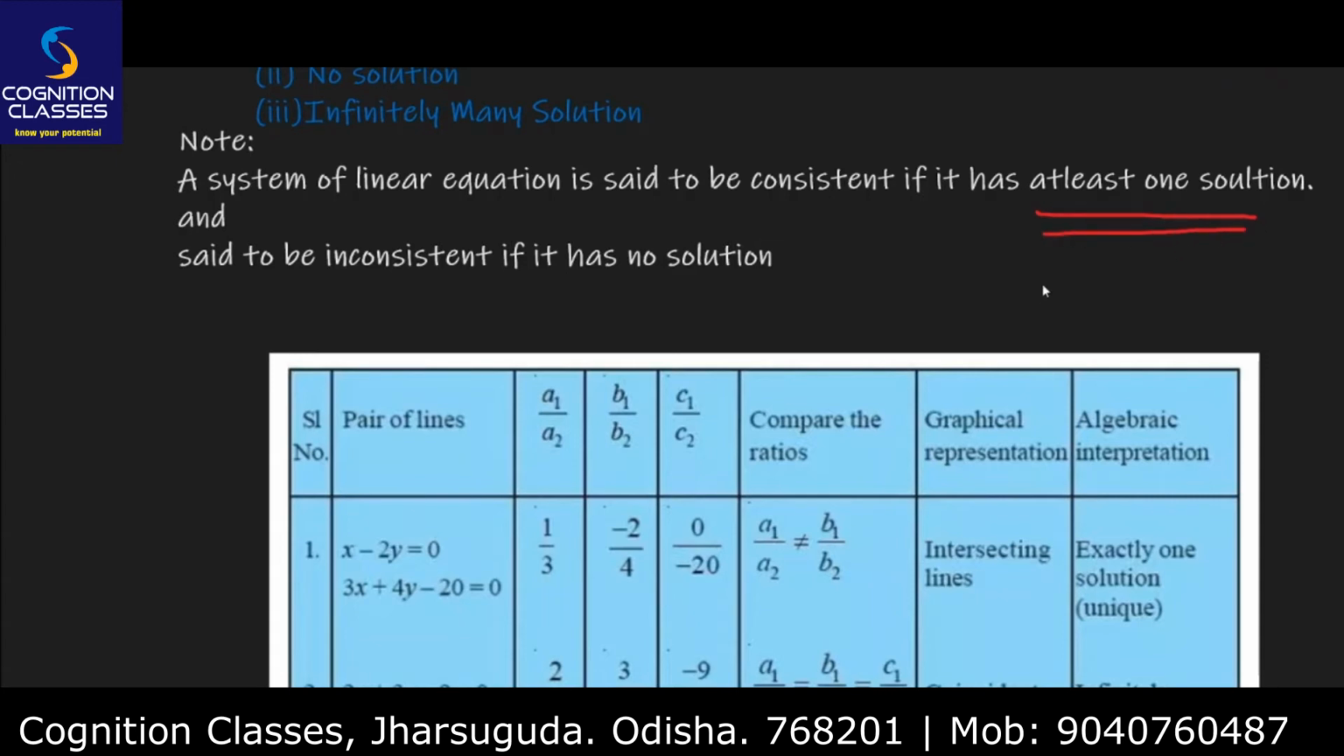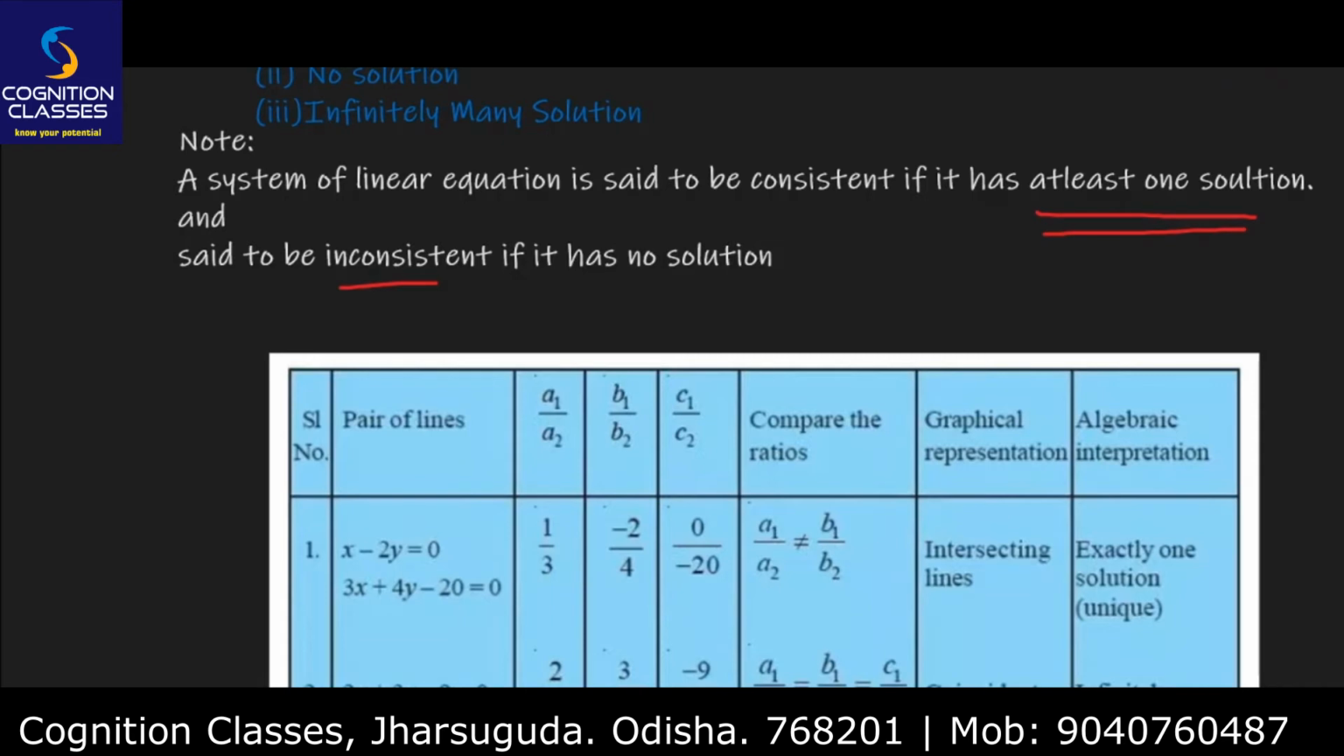It means it can have more than one solution as well, that is, an infinite number of solutions. So a given pair of straight lines, or a given pair of linear equations, will be consistent if they have at least one solution, and they will be called inconsistent if they have no solution.